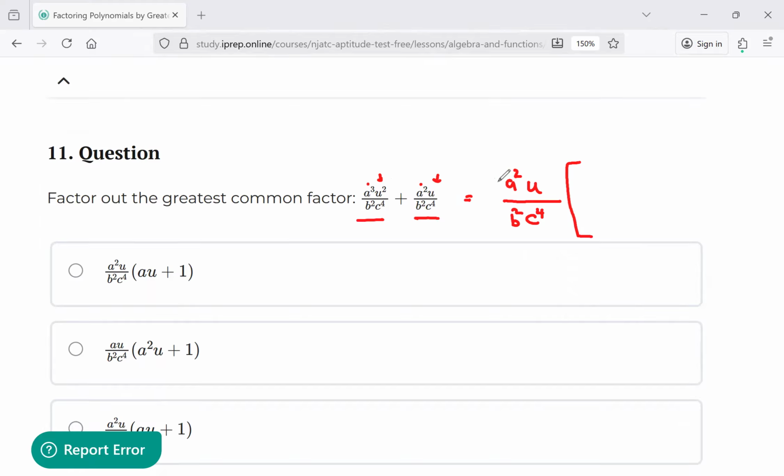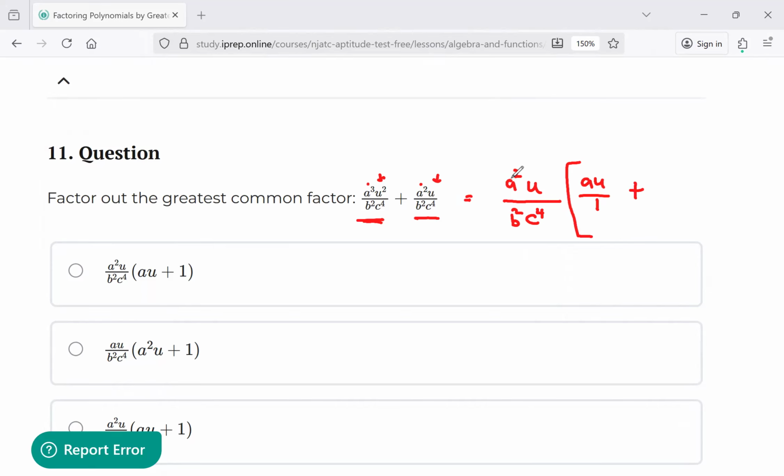So now what do we have? We still have to multiply it by the first term. So what do we have to multiply this by to get the first term? On the top we're going to need one more a, because a squared times a to the first is a cubed. And then we're going to need an extra u, because u times u is u squared. I'll do the bottom. It's just nothing, or just an invisible one.